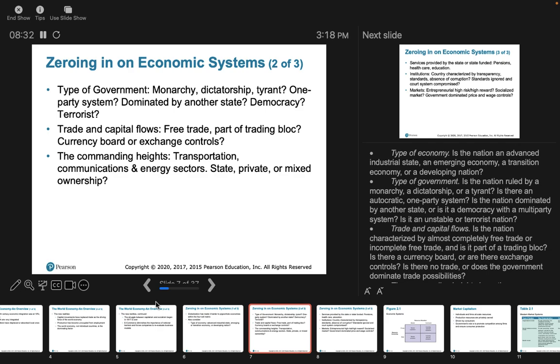Then we also have trade and capital flows, which has to do with free trade, part of trading blocks, currency board or exchange control. So we have to know if the nation is characterized by these, and also the commanding heights. Okay, when we talk about the commanding heights, we are looking at the transportation, communication and energy sector. Is it state, private, or mixed ownership?